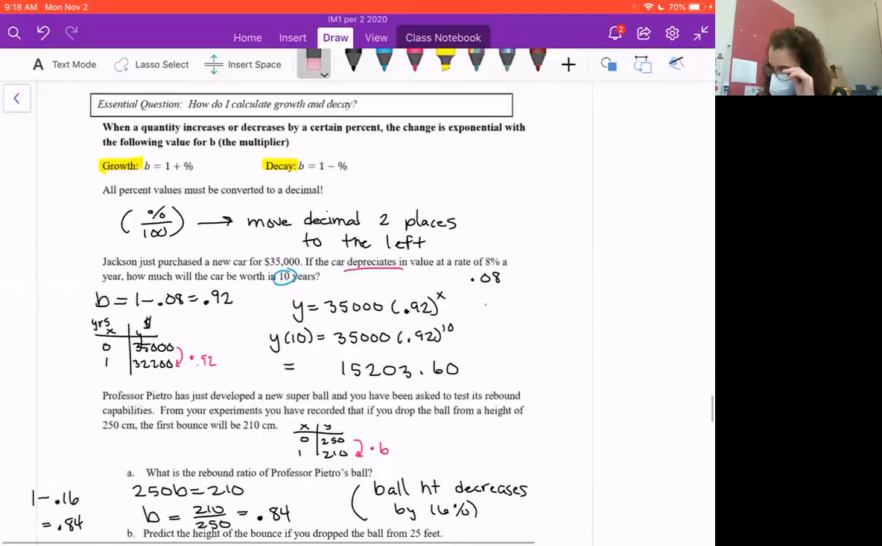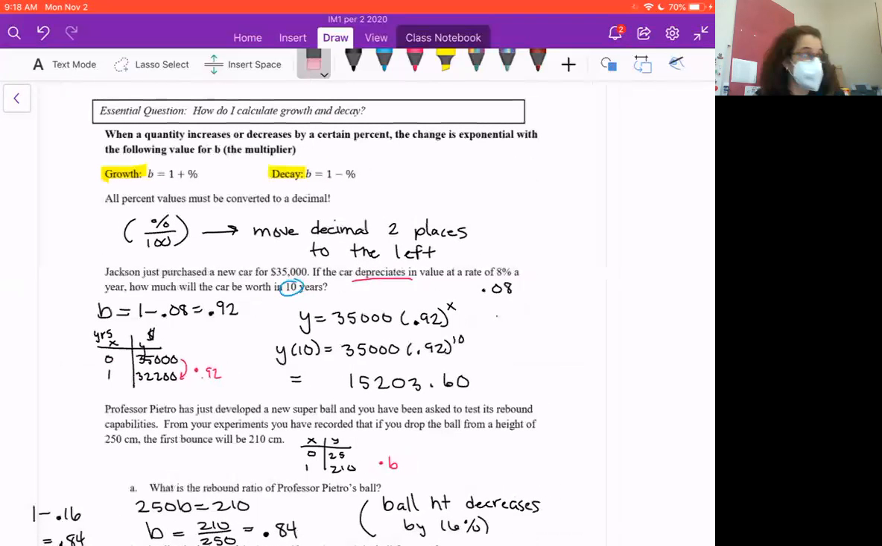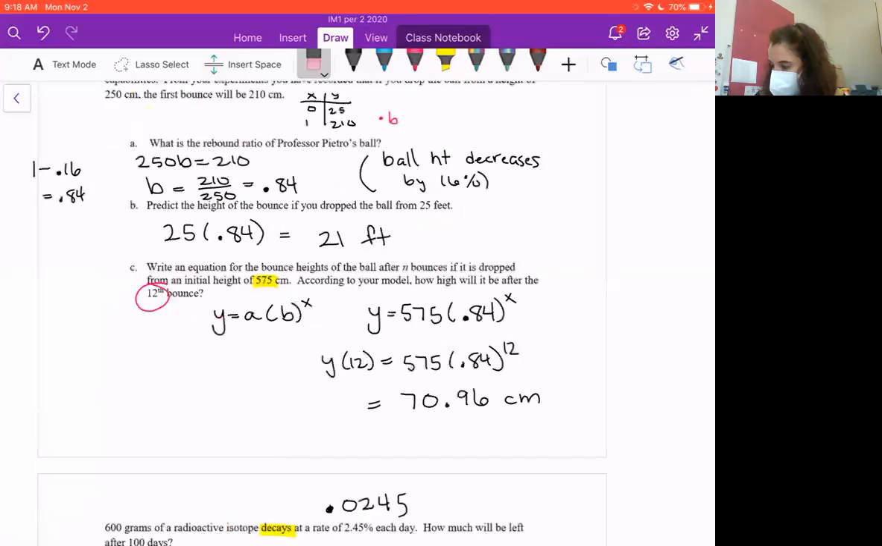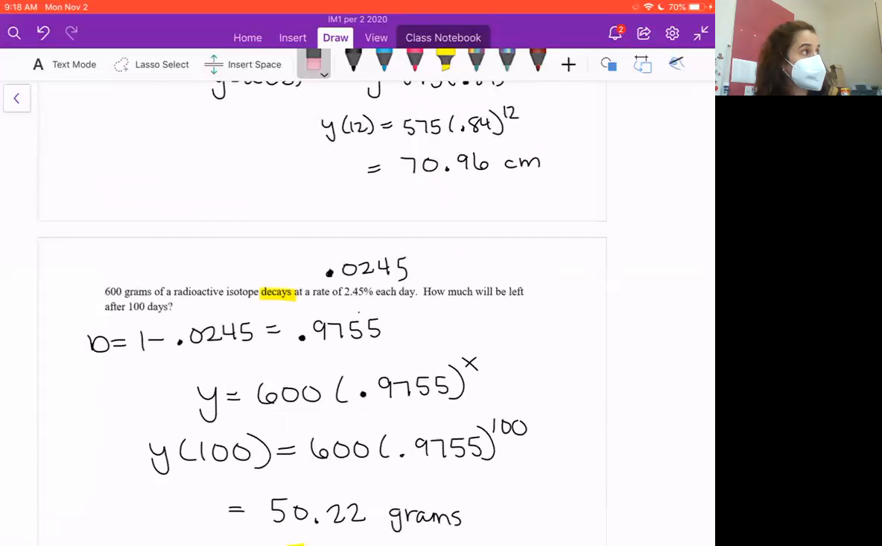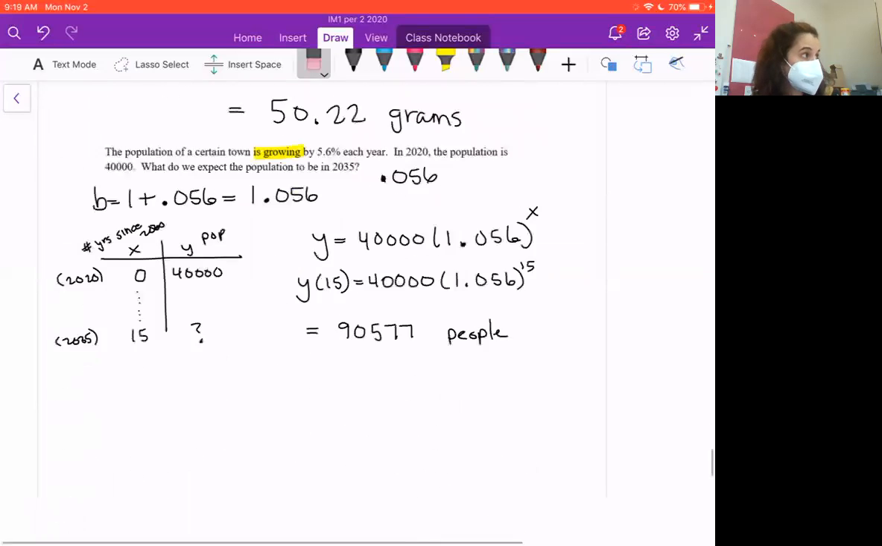And then on Friday, we just talked about straight growth and decay. So this is not compounding. It's just if you grow by 1%, you do 1 plus your percent. If you decay by 1%, you do 1 minus 1%. And that's how you can find the value b. And then, of course, you need to have an initial value, which would be the value a, or the y-intercept.